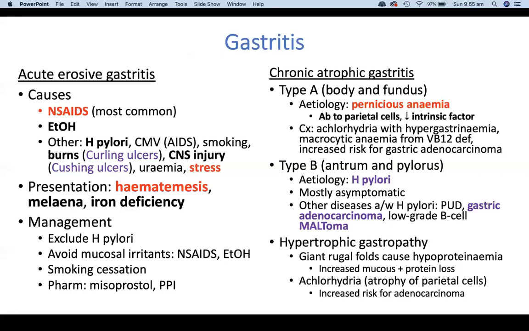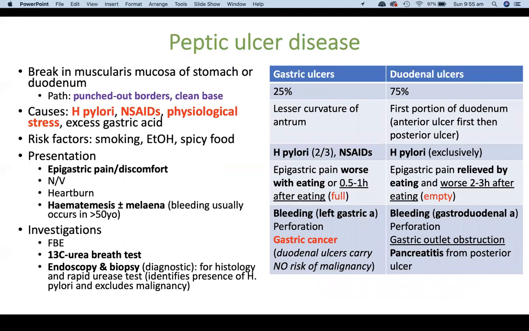Peptic ulcer disease. So the main things are, so this is for your pathology. It's a clean, punched out sort of ulcer. Whereas if it's irregular and it looks gross, then that's probably malignant. And then your main causes, H. pylori and NSAIDs. If it's NSAIDs, it's probably going to be a gastric ulcer rather than a duodenal ulcer. Duodenal ulcers are exclusively H. pylori and physiological stress as well. Remember that.